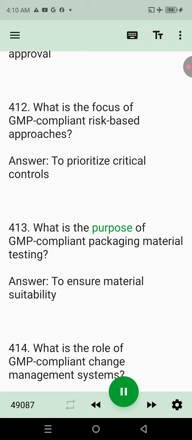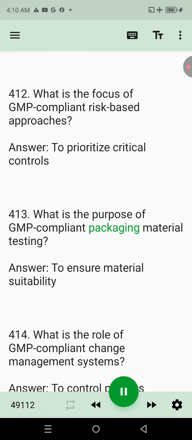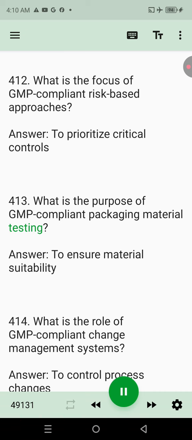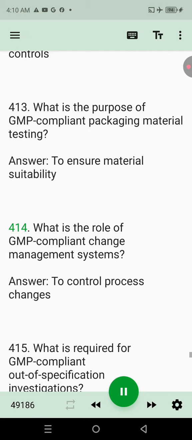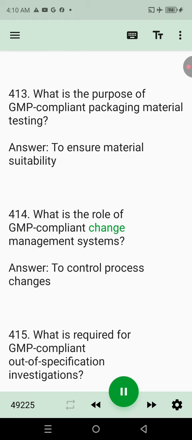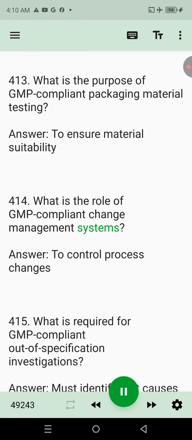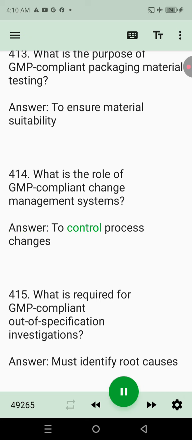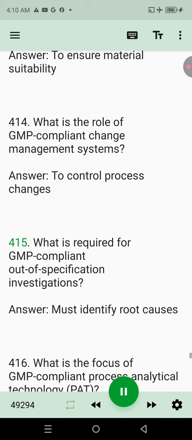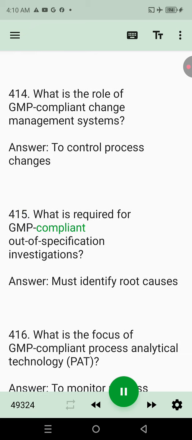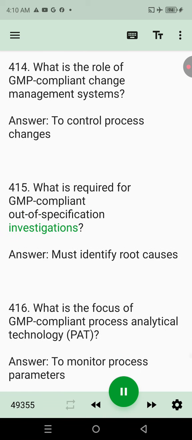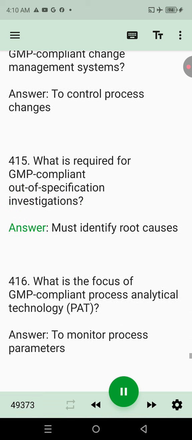413. What is the purpose of GMP-compliant packaging material testing? Answer: to ensure material suitability. 414. What is the role of GMP-compliant change management systems? Answer: to control process changes. 415. What is required for GMP-compliant out-of-specification investigations? Answer: must identify root causes.